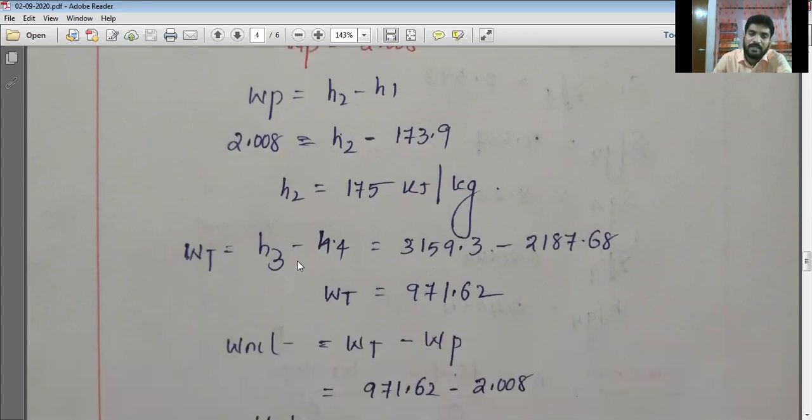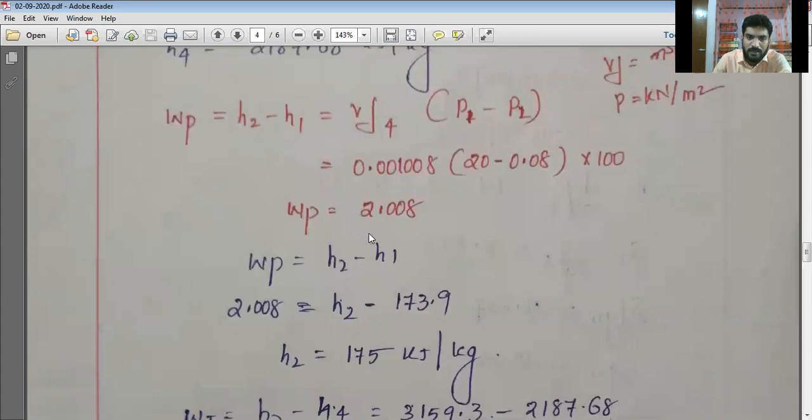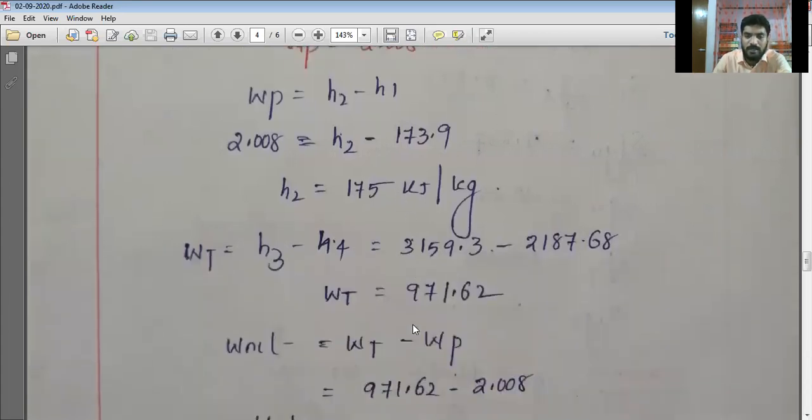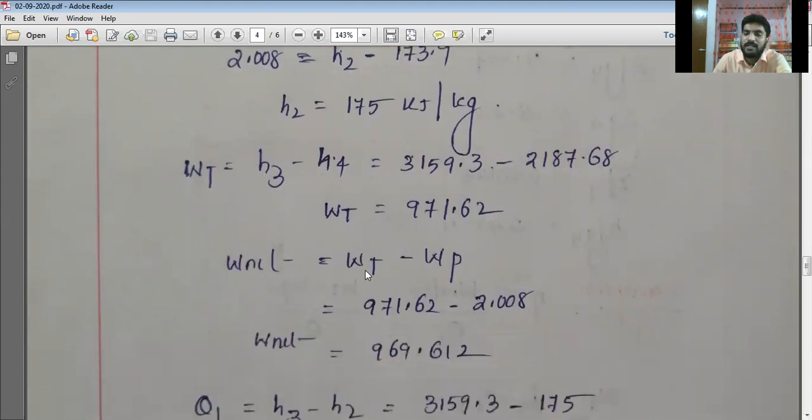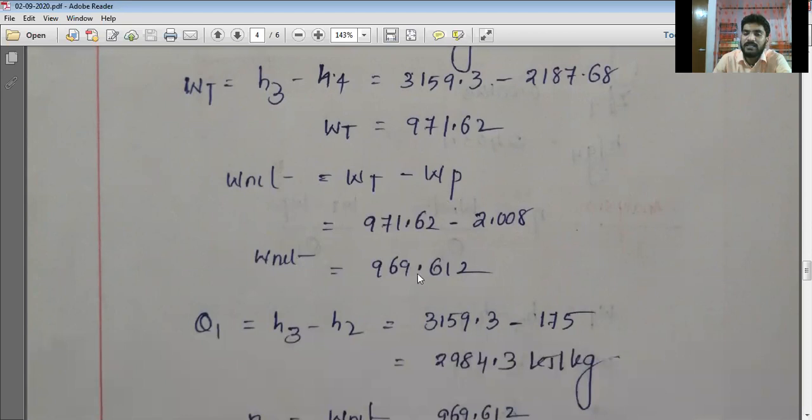Then turbine work is H3 minus H4. H3 is taken from the steam table, and you have just now found the H4 value. So I can find that the turbine work WT is 971.62. Then finally, net work done is equal to turbine work minus pump work. This is the turbine overall net work done in ideal condition, 969.612.